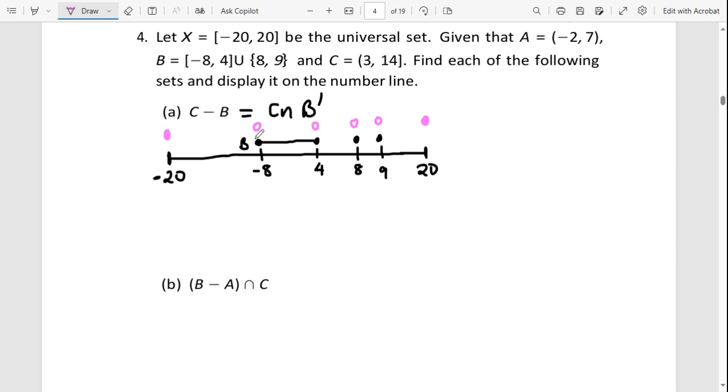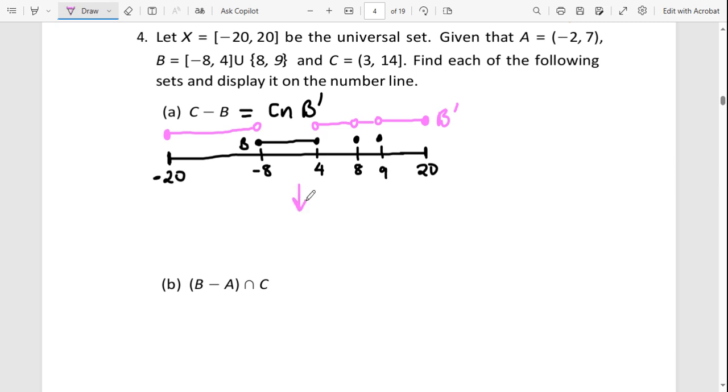Simply connect everything that you can see. So connect here as long as it's not part of B. Connect also here. Also connect here. Also connect there. So this is the set B complement. You are just removing the elements that are in the set B. So you want now where this set is intersecting with the set C.